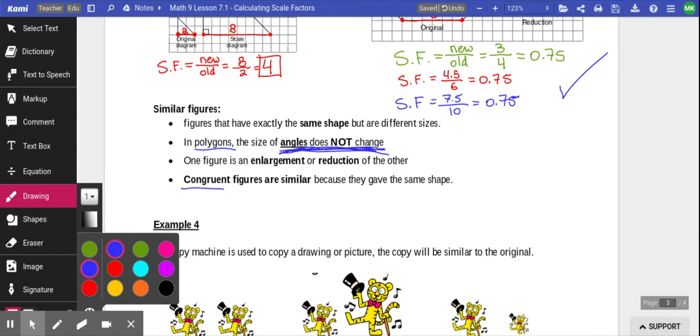Another thing you might want to know is the word congruent. Congruent means similar or same shape. You'll hear me use the word congruent every once in a while. Typically, when we talk about triangles, we talk about congruent triangles. That means like the same triangle.